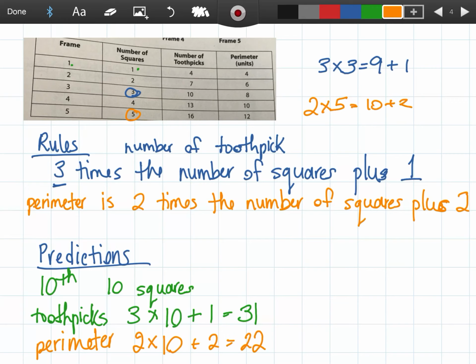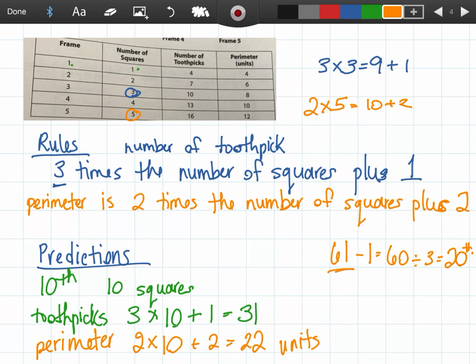If they wanted to ask what frame would have, let's say, 61 toothpicks in it, we could go backwards. We know we have 61. Now we're going to work backwards. We know they added one, so we have to subtract one. That gives us 60. We know they multiplied by 3, so we divide by 3. We're doing the opposite to undo it, and that gives us 20. So that tells us that the 20th frame uses 61 toothpicks.